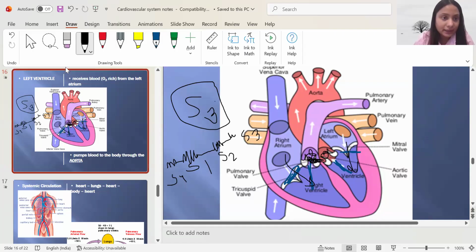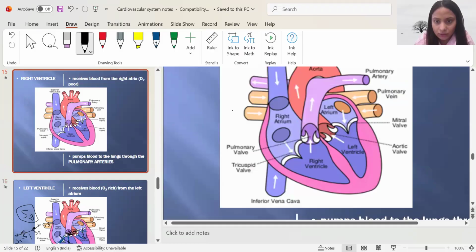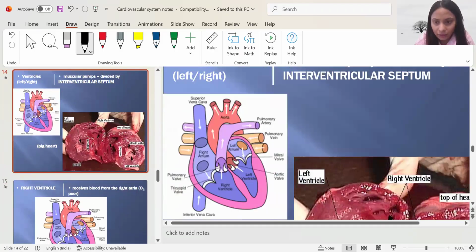Okay, let me erase this. And what more do I want to explain over here? Nothing more. Chalo, this is done. Right ventricle.